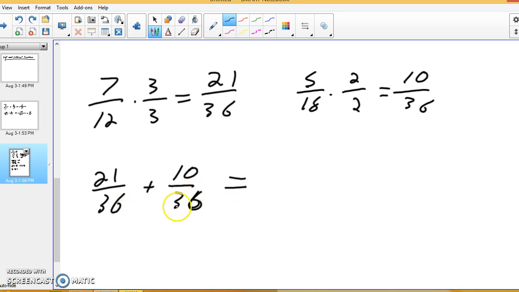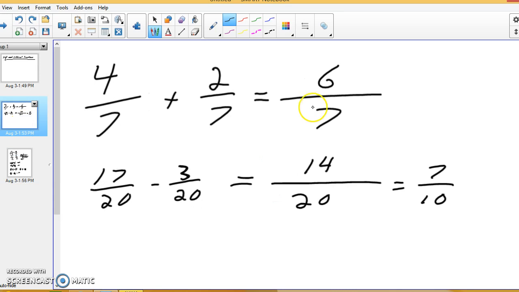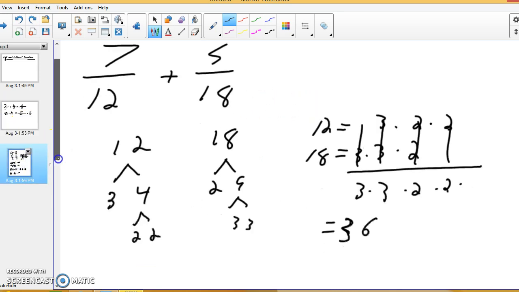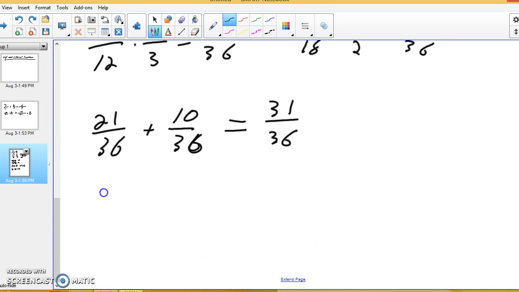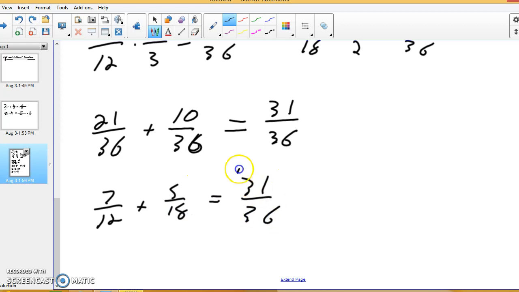And just like that, now we have a least common denominator. We have the same denominator, so we can add straight across just like we did for these fractions. So 7 over 12 plus 5 over 18 is equal to 31 over 36. And just like that, that is how we add and subtract fractions.